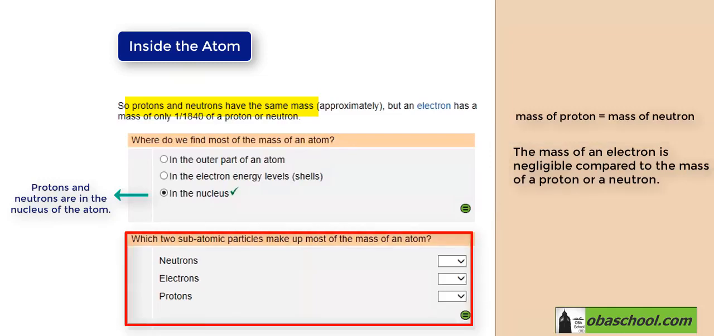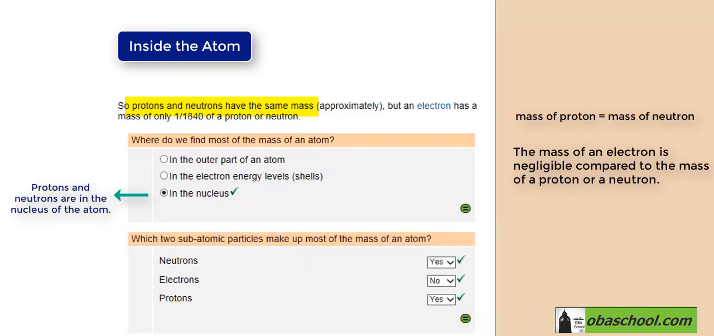Which two subatomic particles make up most of the mass of an atom? Neutrons, electrons, or protons? That is correct. Neutrons and protons are the two particles that make up most of the mass of an atom. And as for electrons, they have a negligible mass compared to neutrons and protons.